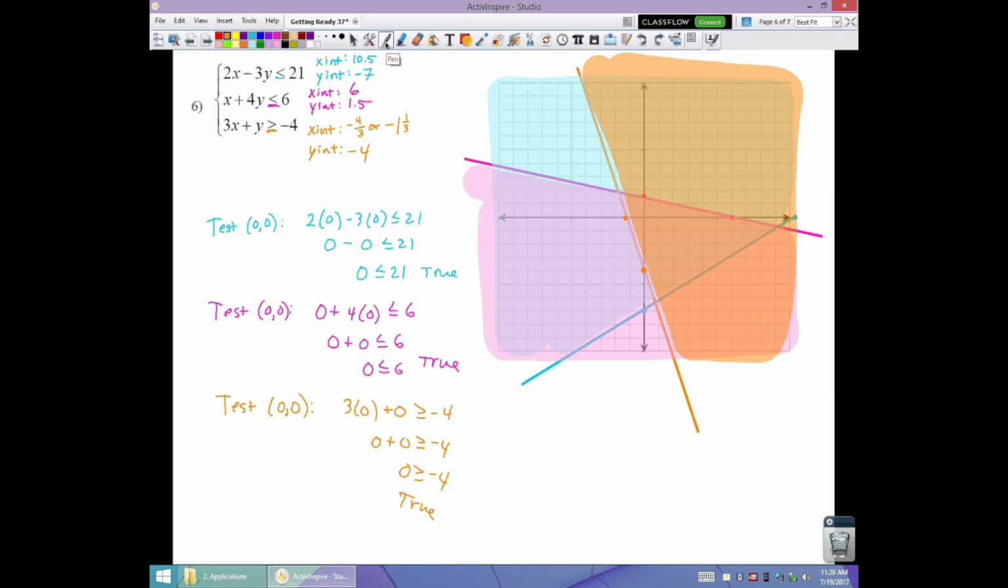Once all three shaded regions are on here, we're looking for where they overlap. Where did I shade blue, pink, and orange? And again, there's a triangular region on the inside here. So I would want to shade it as either another color or darker, somehow indicate this is actually my solution. Okay. Anything in that triangular region would work in all three.